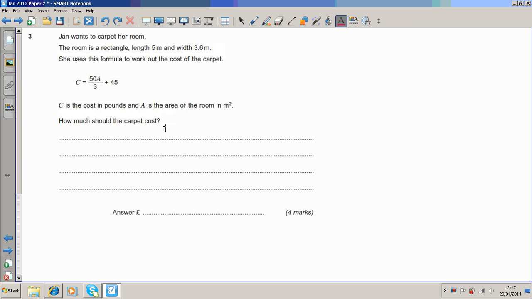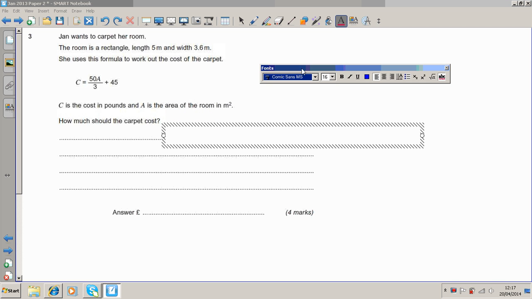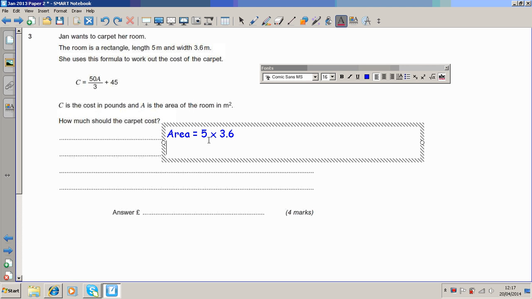Okay, so first job then, well, we need A to be able to work out the cost. So that's the area, which on a rectangle is just base times width. For us that's 5 times 3.6. So that is 18 metres squared.